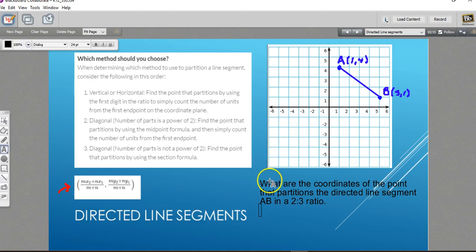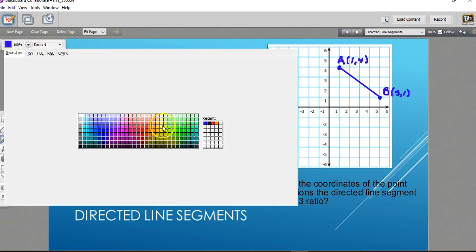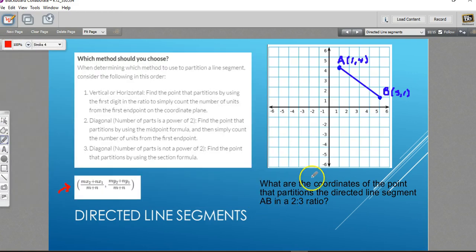Oops, I forgot my little question mark there. That's not a sentence, that is a question. Anyway, what are the coordinates of the point that partitions the line segment? If I were to just kind of eyeball this, in a 2 to 3 ratio, that means we're going to divide this up into 1, 2, 3, 4, 5 sections right here. See that? 1, 2, 3, 4, 5.